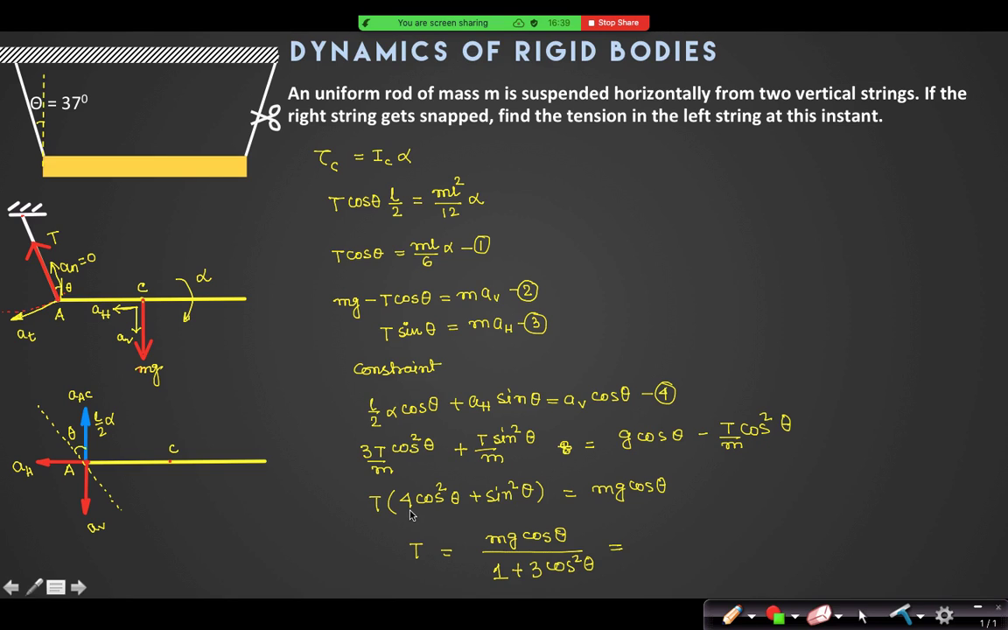Yes, so that can be written as 3 cos square theta plus cos square theta plus sin square theta, which is 1 plus 3 cos square theta. Now we can calculate the answer. Cos 37 degrees, I think it is 4 by 5. Divided by 1 plus 3 into 16 by 25, right? So it is 20 mg divided by 48 plus 25, which is 73. That is the answer of this question.